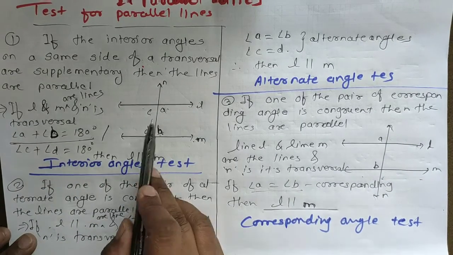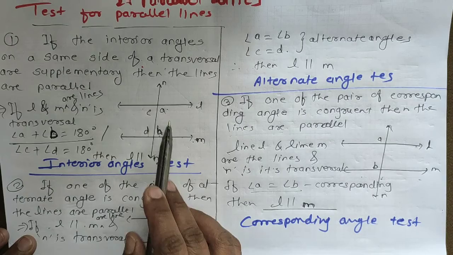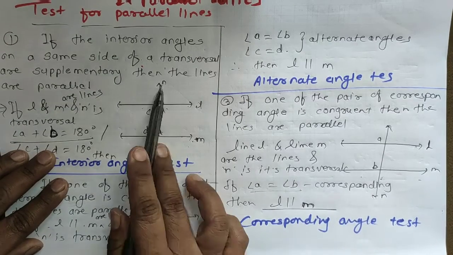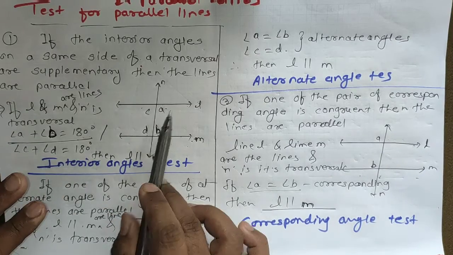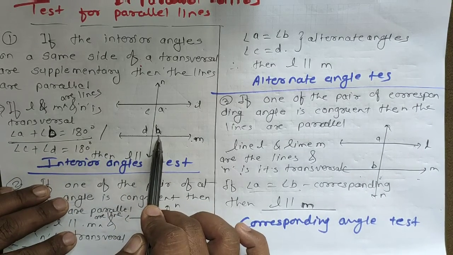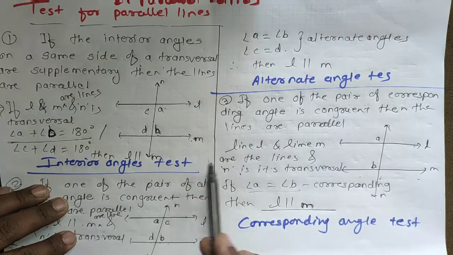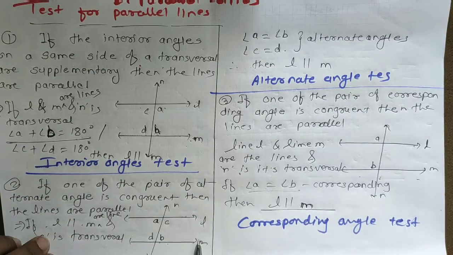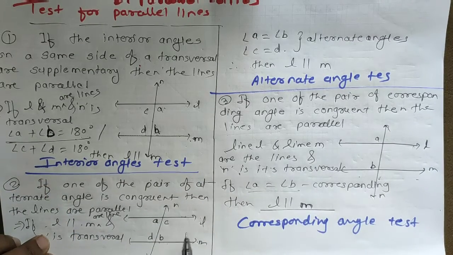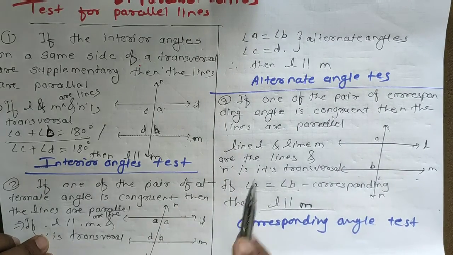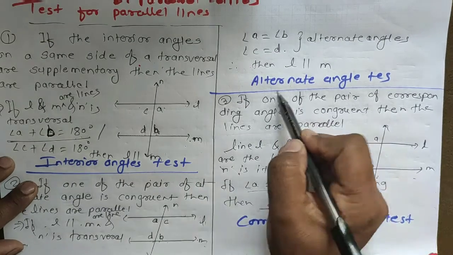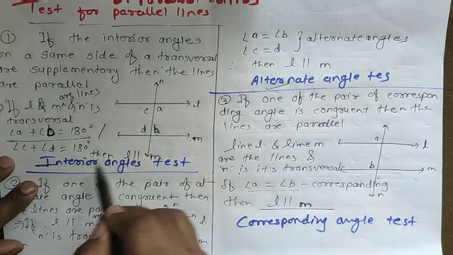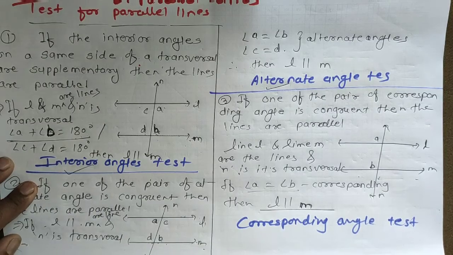So today what we said is that if two lines are intersected by a transversal, and the sum of interior angles on one side of the transversal is 180, then the given lines are parallel to each other. Otherwise, if these two are the lines and this is the transversal, and if angle A is equal to angle B, or C is equal to D, then line L is parallel to line M, but by which test? That is the alternate angle test. And if you are using the interior angles property, it is called the interior angle test.